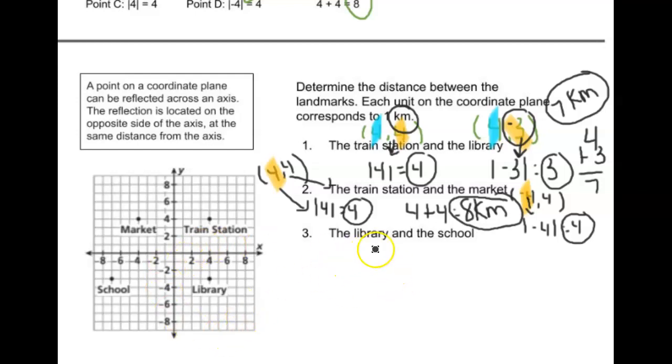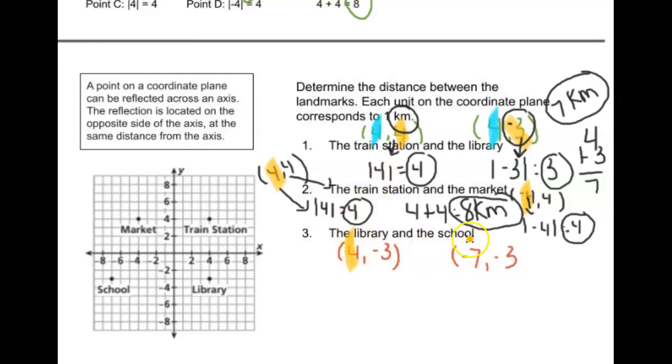And then our last one, library and the school. We did library already up here, so I'm just going to rewrite our ordered pair from up here from the library. Our library was at 4, -3. Let's find the school. The school's down here. So we ran backwards to 7 and fell down to -3. So -7, -3. Our next step, remember, is to figure out if we're going to use the first numbers in the set, which are the x coordinates, or the second number in the set, which are the y coordinates.